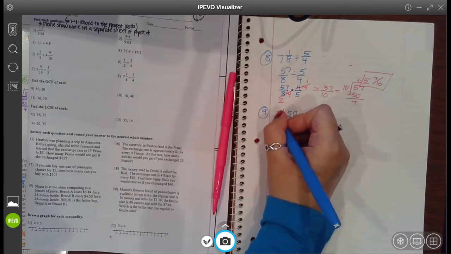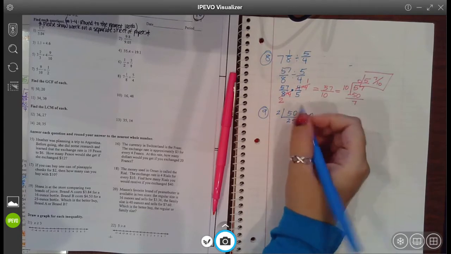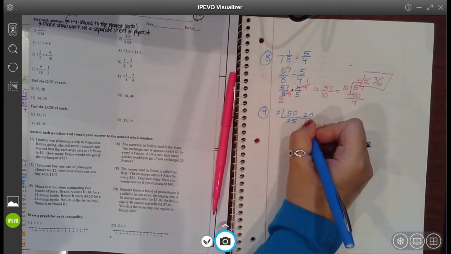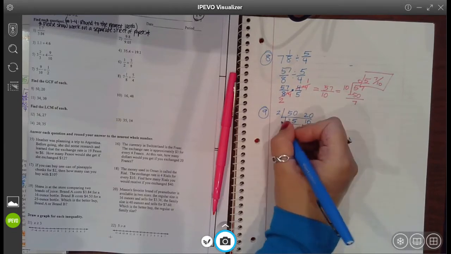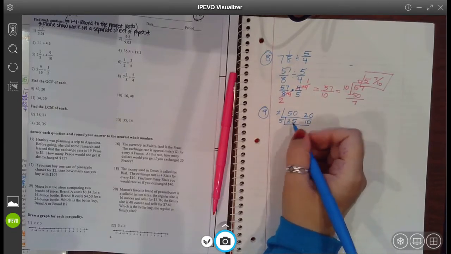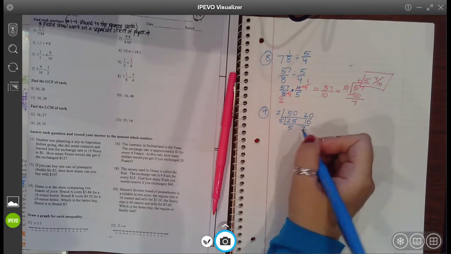They're even, so 2 can. 2 goes into 50 how many times? 25. 2 goes into 20 how many times? 10. Now, can anything go into 25 and 10? Yeah, 5 can. 5 goes into 25 5 times. 5 goes into 10 2 times.